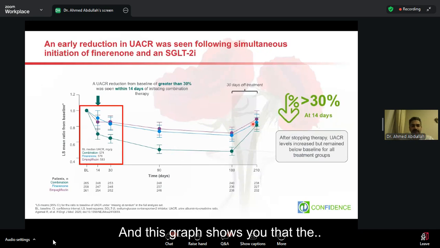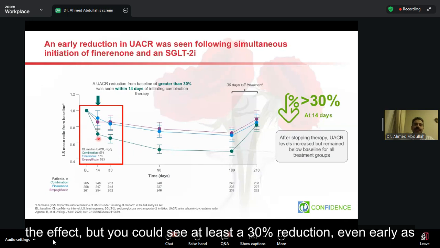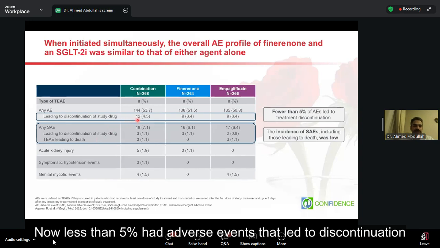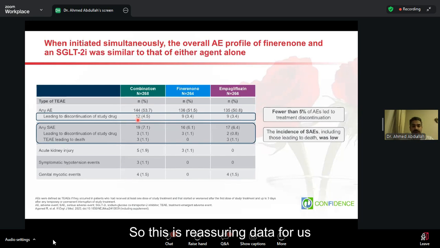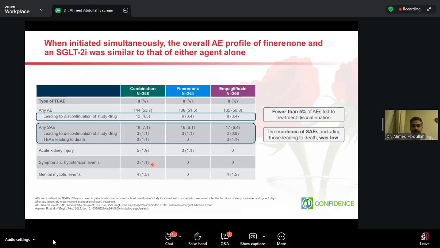And this graph shows you that the result is quite early. We used to think it has to be around 3 months that you see the effect, but you could see at least a 30% reduction as early as 14 days. Now, what about discontinuation and treatment adverse events? Less than 5% had adverse events that led to discontinuation, so this is reassuring data for us. Acute kidney injury was very minimal, and hypotension events were also very minimal.